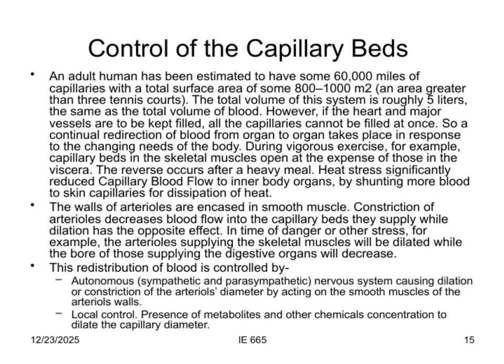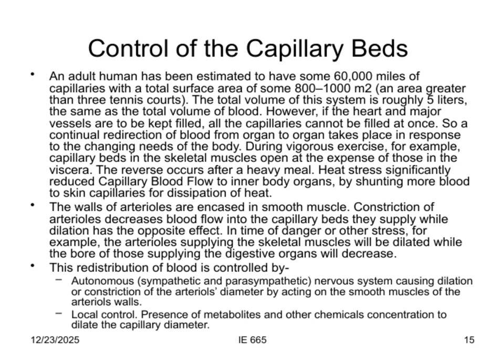An adult human has roughly 60,000 miles of capillaries, which might sound like a lot, but when you think about it, they cover an area of over 800 to 1,000 square meters, more than 3 tennis courts. The total volume of all these tiny vessels is about 5 liters, roughly the same as our blood volume.